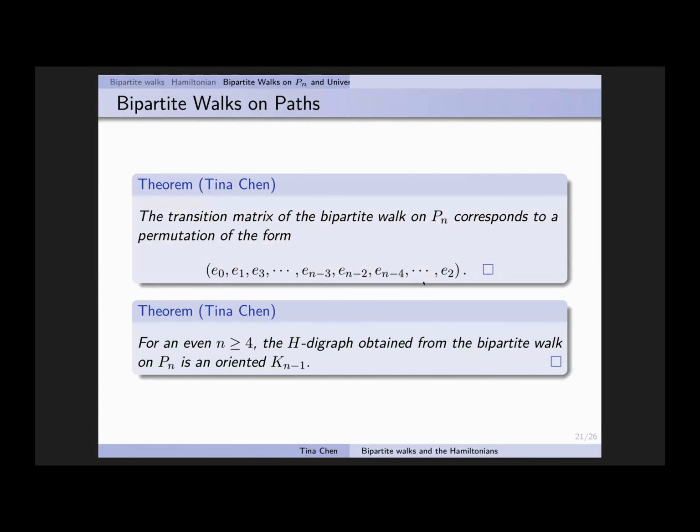And we can extend the result to all the paths. All the paths will have a very nice form. The transition matrix of the bipartite walk on Pn will have a very nice form because it corresponds to a permutation matrix. And then we know exactly how the permutation will look. It will look like this. And then, when n is even, the adjacency matrix of Pn will be invertible. So in that case, we will have the edge digraph. And then the edge digraph will actually correspond to an oriented Kn-1.